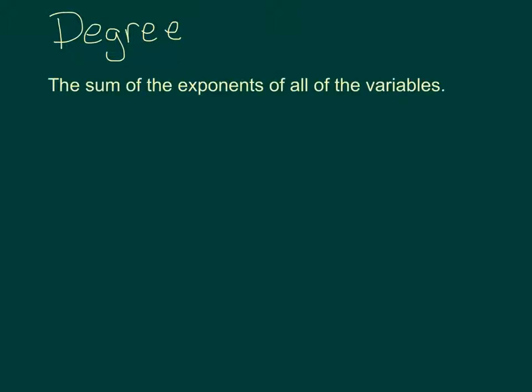Okay, so now the question is how do I find the degree of a polynomial? What does that mean? First of all, let's just do a monomial. Let's just do one term at a time. Basically, the way that you find the degree of a monomial is it is simply the sum of the exponents of all of its variables. The degree is the sum of the exponents of all of the variables.